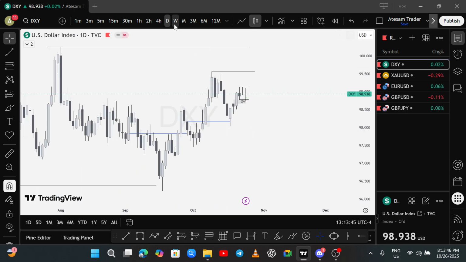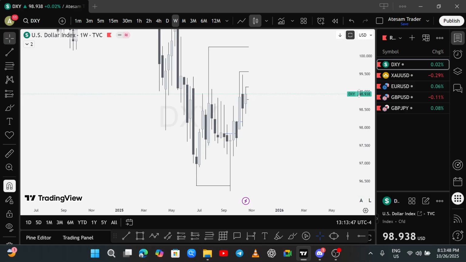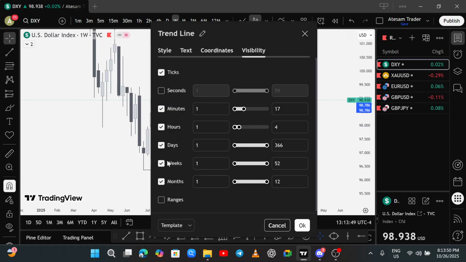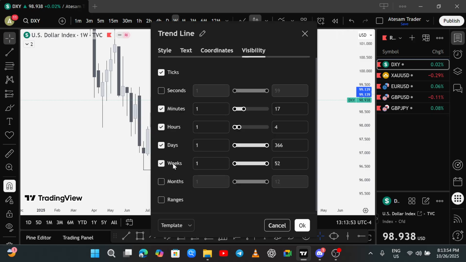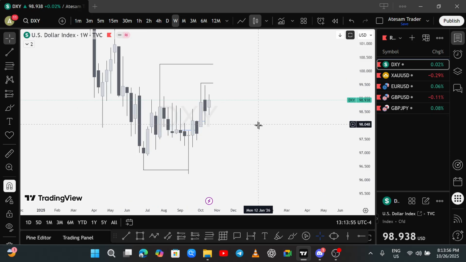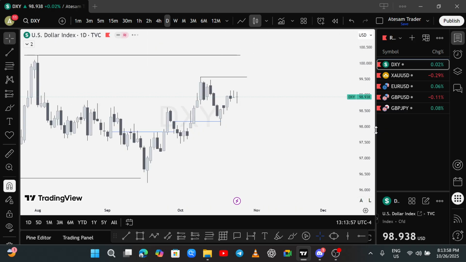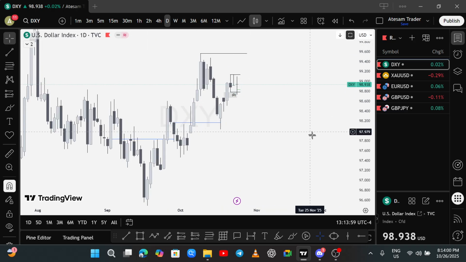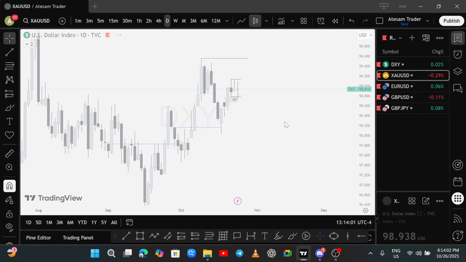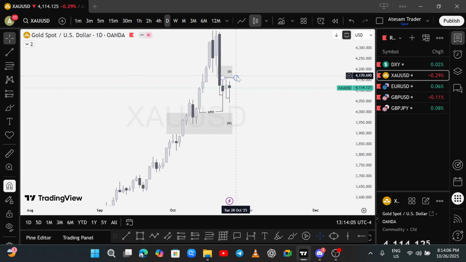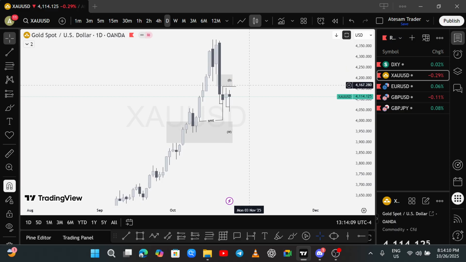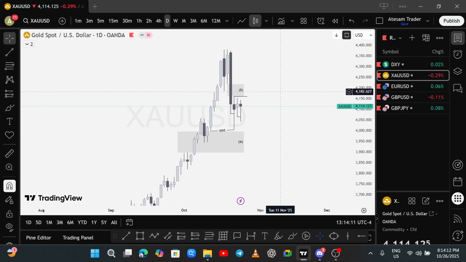So what do we have? Let's go through it again. Expecting a bullish move on the dollar, and price should expand from here. This is the first thing. And gold, Monday I am expecting a continuation move to this upside. This is the expectation only for Monday, not for the week. For the week we have to wait.